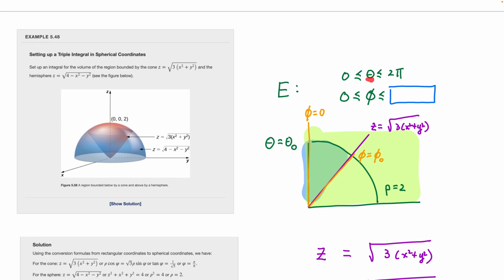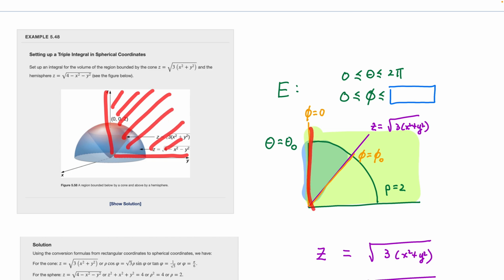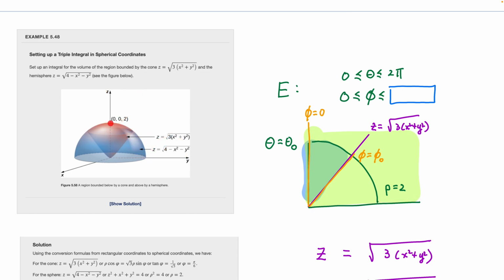Now, if we set theta to some value, for example, if we chose pi over 2 for theta, that would describe the yz half plane, which I've drawn over here, the upper half plane. And then it will intersect with the sphere in this line here, rho equal 2. That half plane will intersect with the cone in this line here. And then I've shaded in blue the cross section of the solid E we're trying to describe.